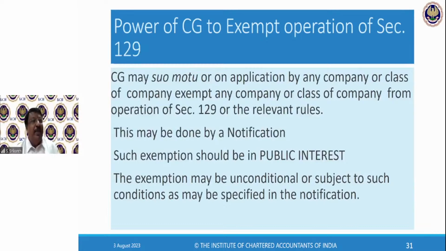Suo motu, by itself, or on an application by any company or class of companies, the central government may exempt any company or class of companies from the operation of Section 129 or the relevant provision. They'll say, this is not applicable to us, kindly exempt it. He'll exempt it, but it has to be done properly. Your association should give reasons, and then the Institute of Chartered Accountants of India will be consulted. They will give their view also. Then only it will be done.